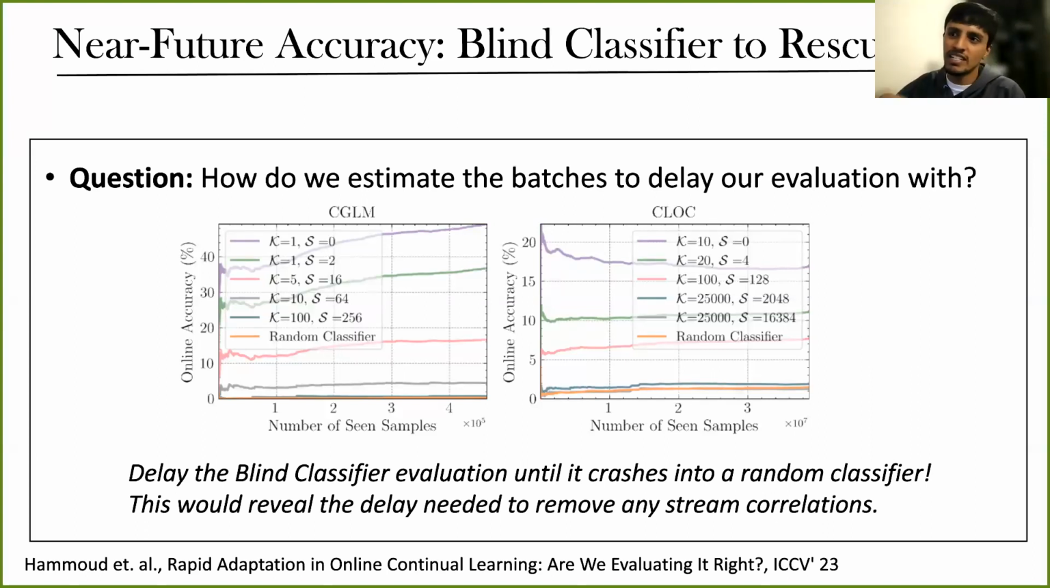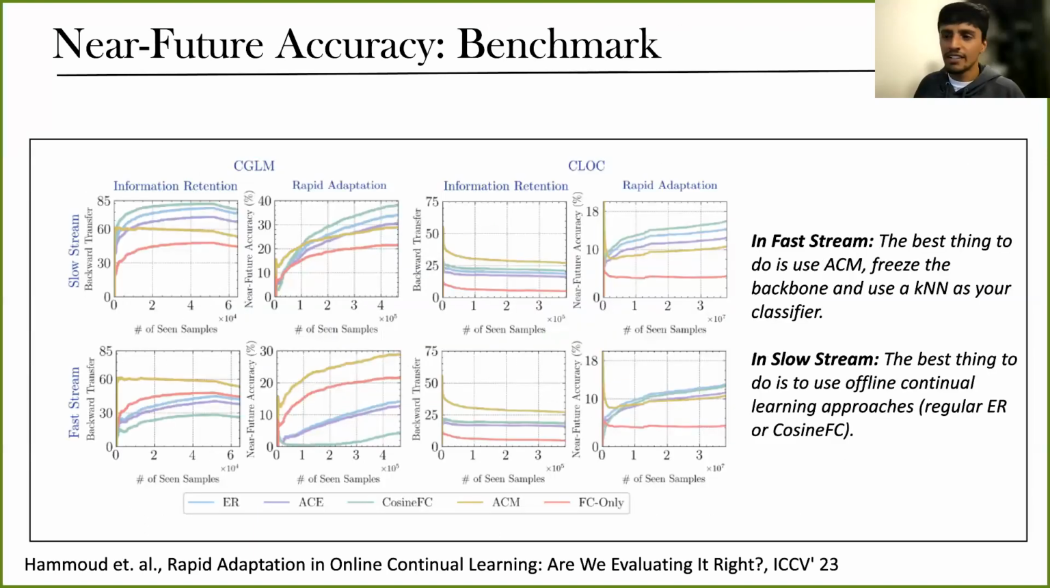It's just measuring future accuracy, which is what people typically call it, and this is not what we want. We want to see whether it can rapidly adapt. Hence, we want immediate future samples which do not have label correlations. And then we benchmark using our new metric, which is near future accuracy. And we see very surprising results.